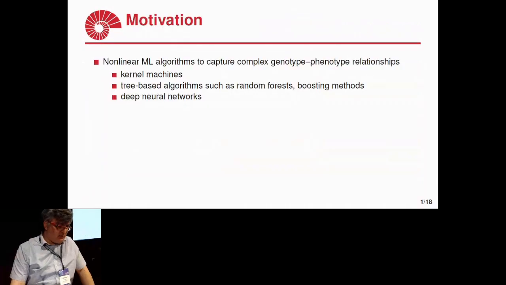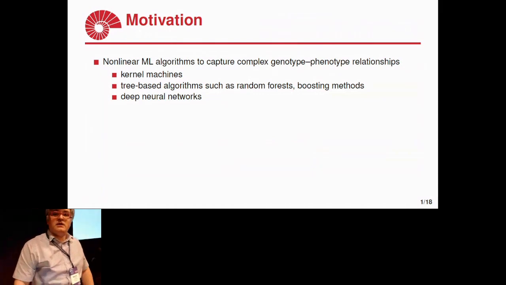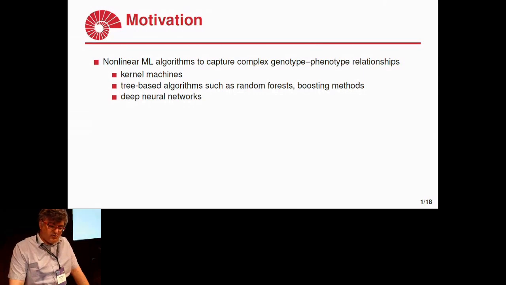Okay. First, I would like to give you some motivation. First of all, for modeling genotype and phenotype relationships, we need complex machine learning algorithms, especially nonlinear machine learning algorithms. Usually these are either kernel machines or tree-based algorithms such as boosting or bagging algorithms, random forest, XGBoost, or some similar algorithms. And of course, deep neural networks. We need some complex, nonlinear algorithm to capture complex biology.